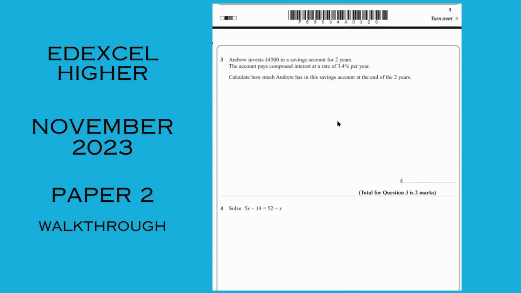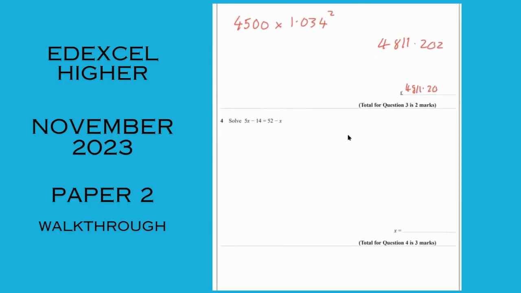Number 3, extremely bog standard for a calc question. Capital. Percentage is 3% with a bit on the end, and power of 2, 4,500 times 1.034 squared gives me £4,811. It's 202 on the end. It's money, so it does need changing to 2 decimal places.